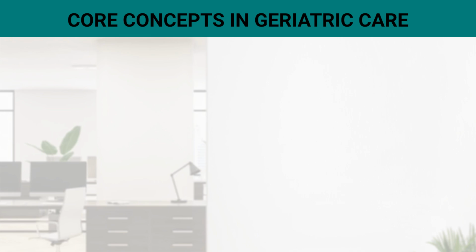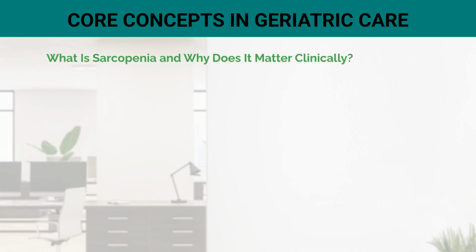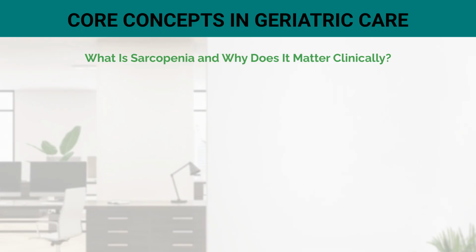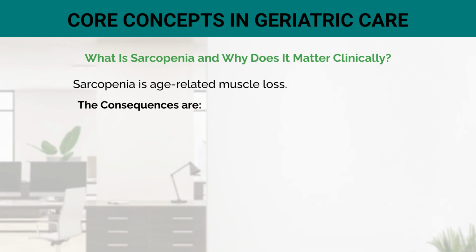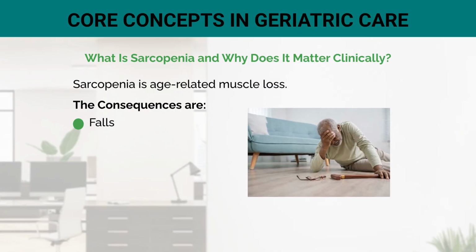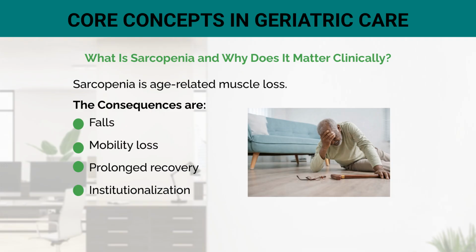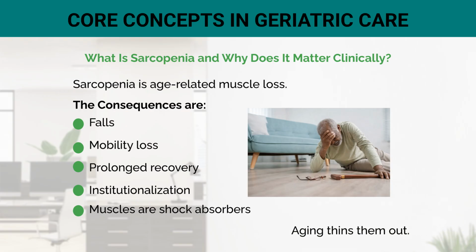Having seen what frailty is, let's look at sarcopenia and why it matters clinically. Sarcopenia is age-related muscle loss. The consequences are falls, mobility loss, prolonged recovery, institutionalization. Muscles are shock absorbers. Aging thins them out.